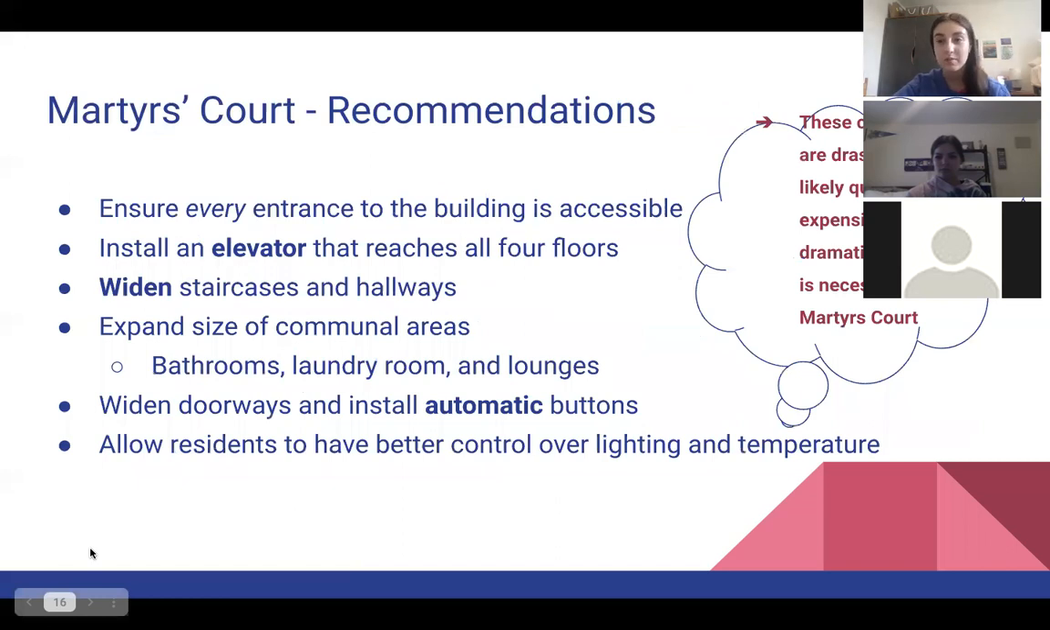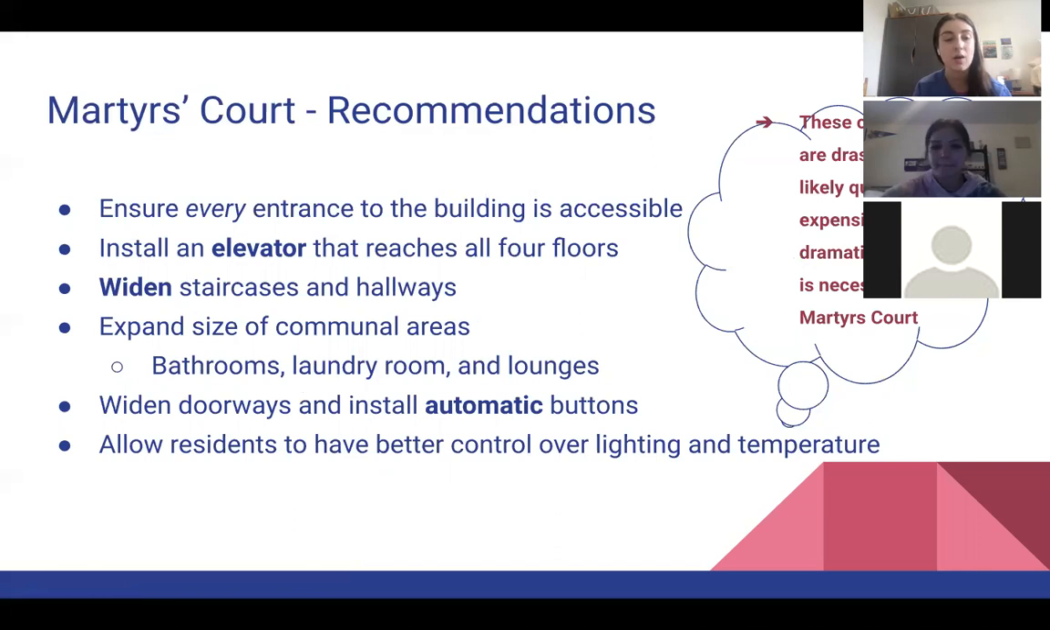So we do have some recommendations. And of course, these changes are incredibly drastic and expensive, but they clearly need to be done. The building is definitely due for an upgrade. So, ensure every entrance to the building is accessible, like Bella touched on, and you can see in the photos, most are not. And even if you can get into the building, you can't get to the rooms. It's important to install an elevator that reaches all 4 floors. There are absolutely no elevators in Martyrs Court, so that definitely needs to happen.